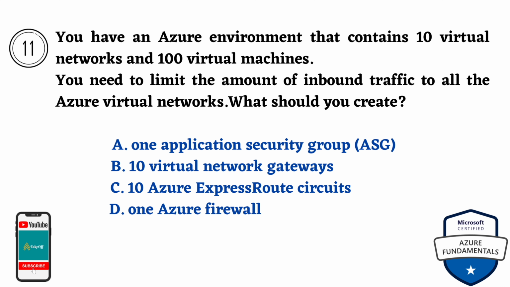You have an Azure environment that contains 10 virtual networks and 100 virtual machines. You need to limit the amount of inbound traffic to all the Azure virtual networks. What should you create? One application security group, 10 virtual network gateways, 10 Azure Express Route circuits, or 1 Azure firewall. Okay, so pause the video here.